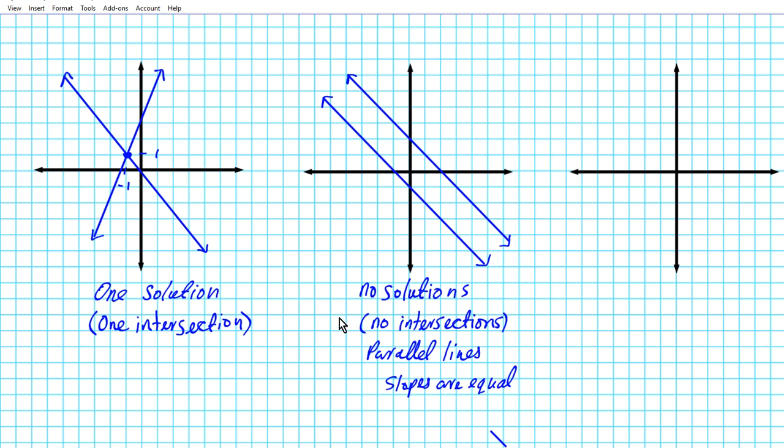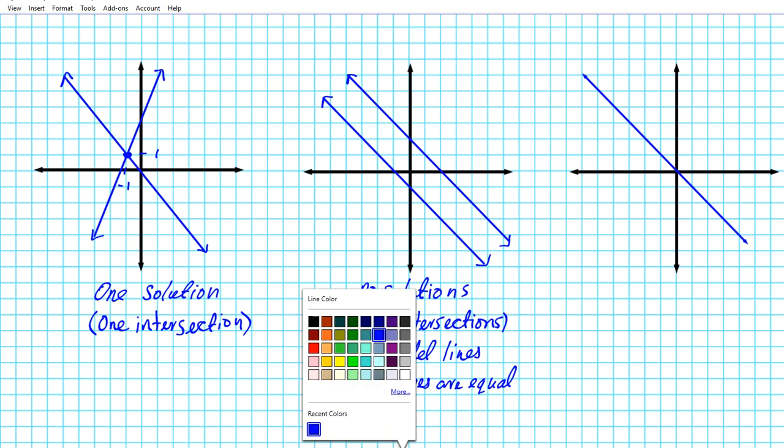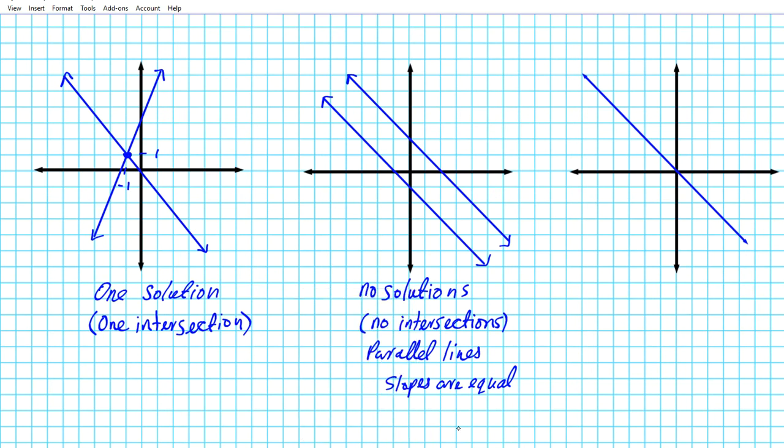Now the final possible solution you can have is a situation where you graph the first line and then you graph the second line and they are the same line. If two lines lay on top of each other perfectly, how many solutions do you have? The number of intersections tells you the number of solutions. If two lines are exactly the same line, they have an infinite number of intersections. So that means you have infinitely many solutions.